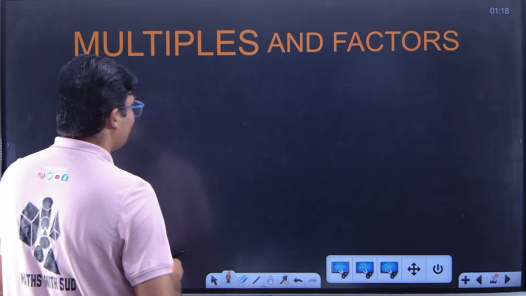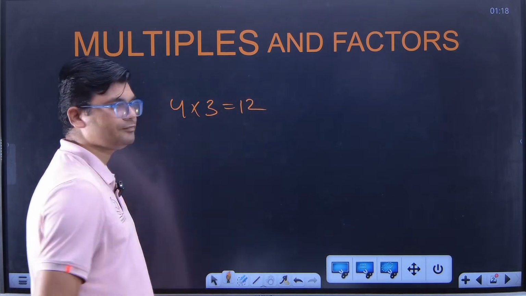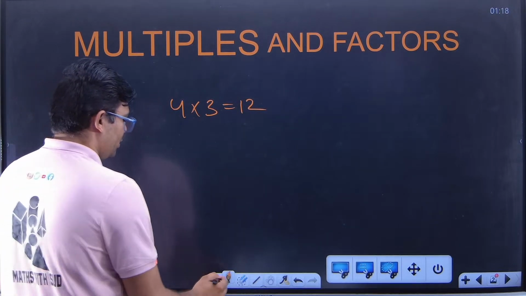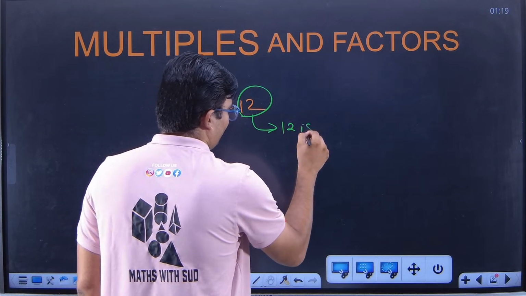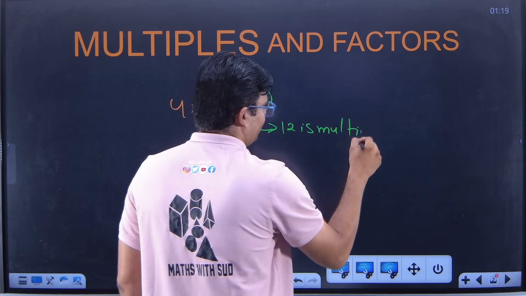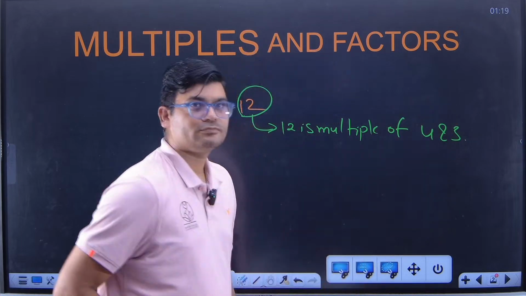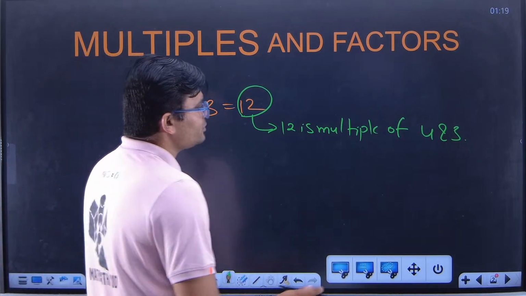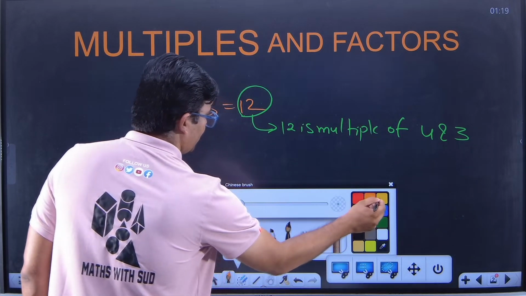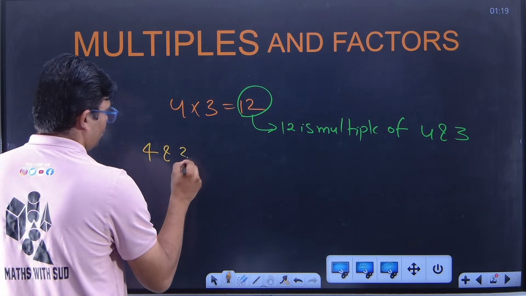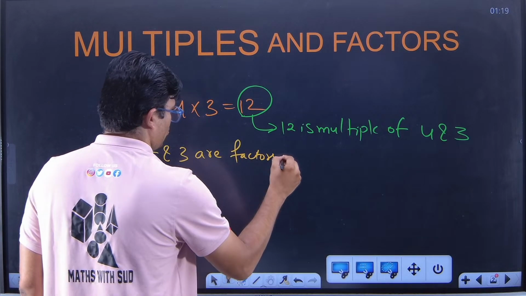You know what are multiples and factors? Suppose I write 4 into 3 is equal to 12. So I will say dear that this 12 is a multiple of 4 and 3. I will also say that 4 and 3 are factors of 12.